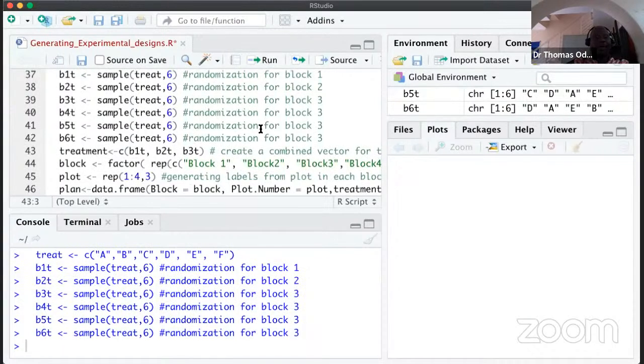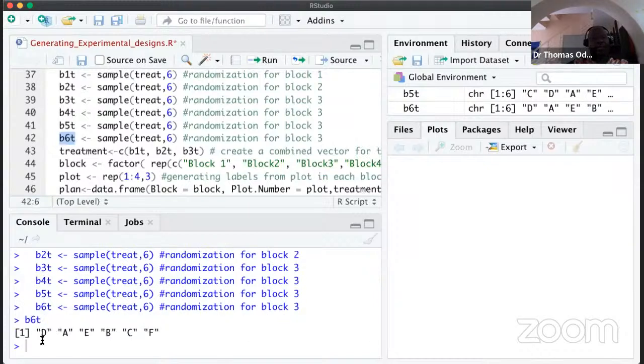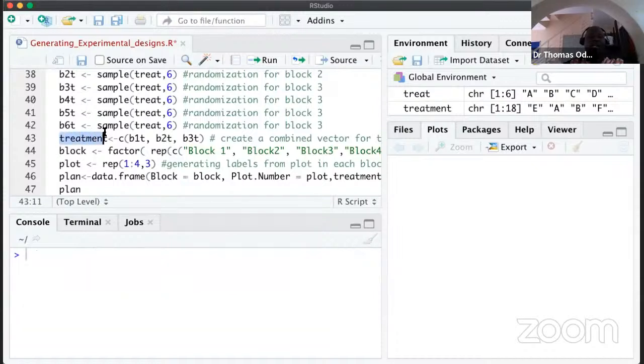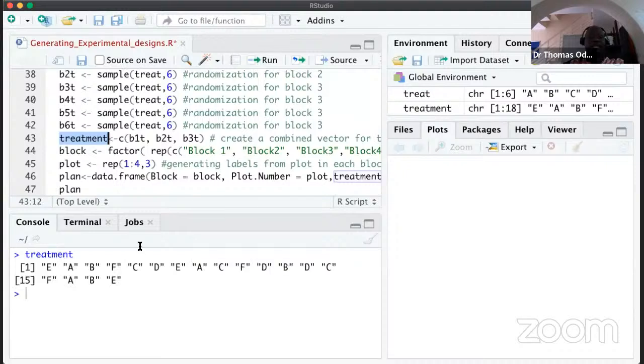Okay. And now, you can see what is in each of them. If I click on this, it will tell me in block 6, we start with D, A, E, B, C, and F. So what we can now do is combine them together. We create our set of treatments and combine them together. When you say c bind, you're going to bind them as vectors. So we can run this, and then we can also observe exactly what we have run. So we can highlight this and run it. So these are our treatments.